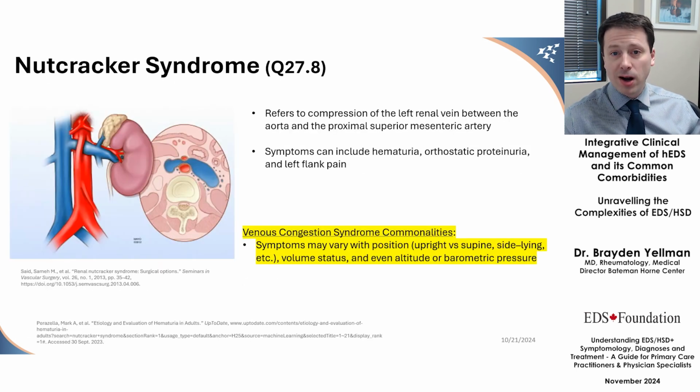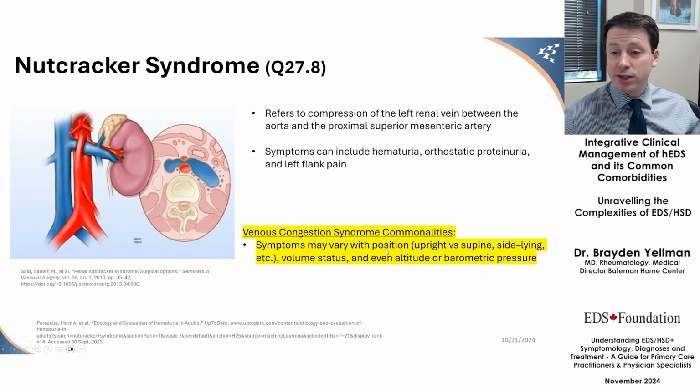There's also Nutcracker syndrome, another venous compression syndrome that refers to the compression of the left renal vein between the aorta and the proximal SMA. Symptoms include hematuria, orthostatic proteinuria, which is harder to pick up on than you might think, and left flank pain. So remember that these venous congestion syndromes may turn as nutcrackers.